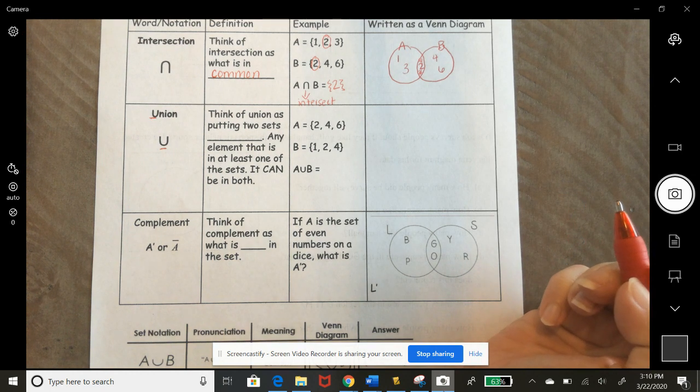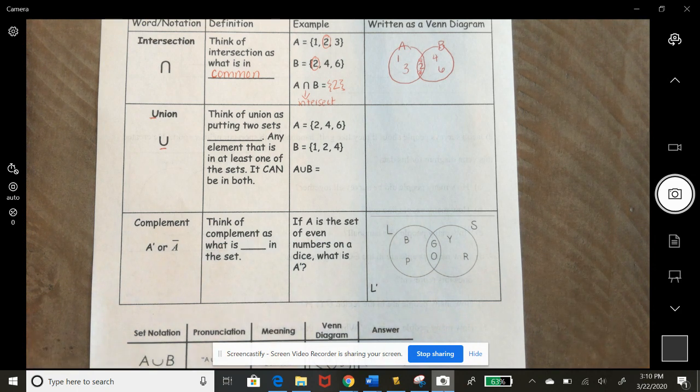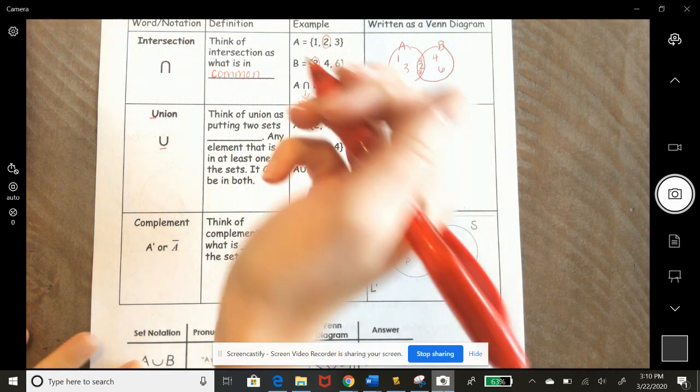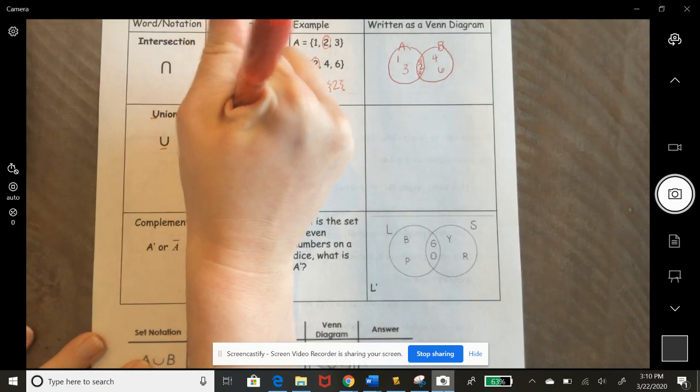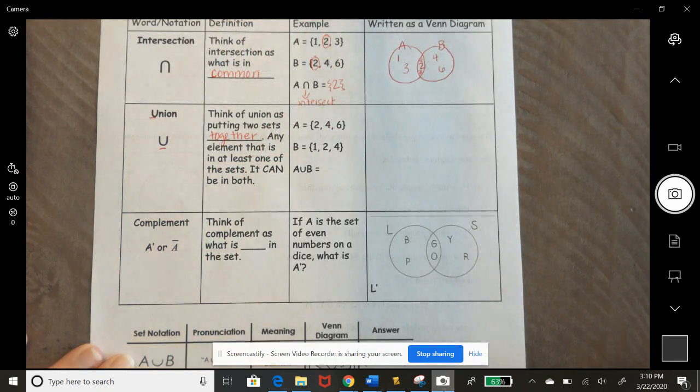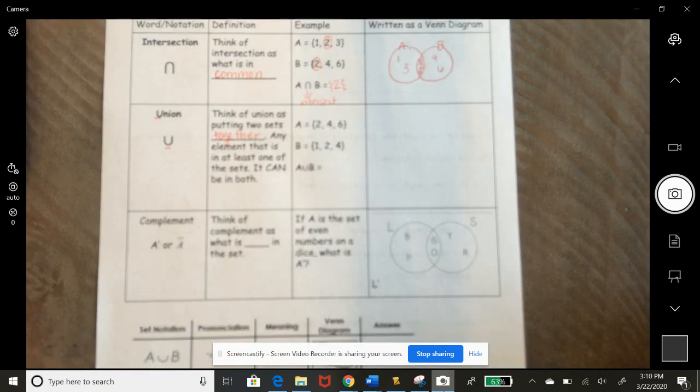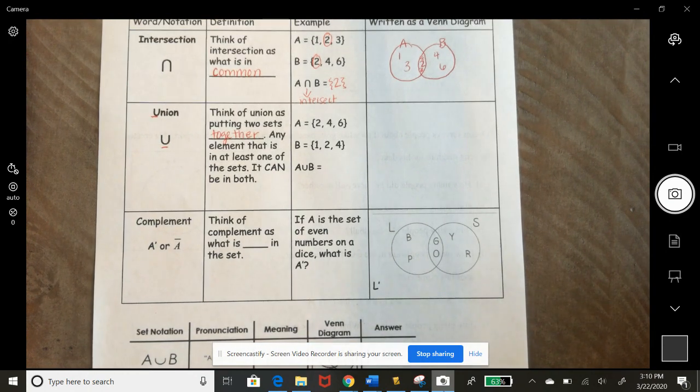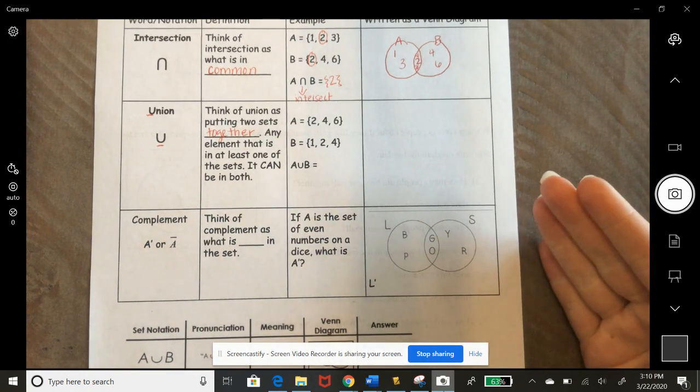So I always think of union as like a marriage. You're going to a union, so you're bringing 2 people together or 2 families together. That's exactly what union is with sets. Think of union as putting 2 sets together. Okay, so you don't have to look at what's in common. You don't have to eliminate. It's literally putting those 2 sets together.